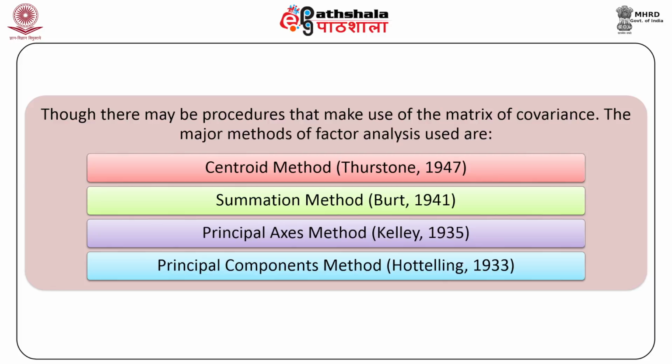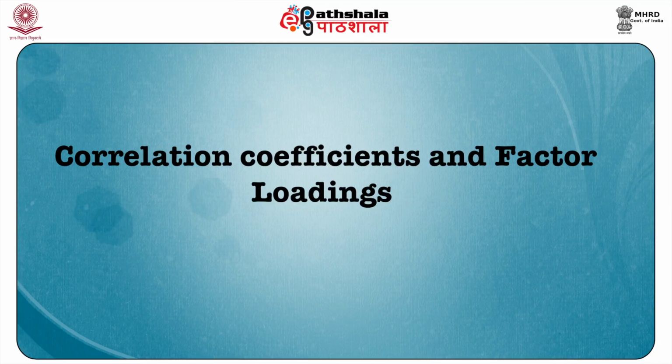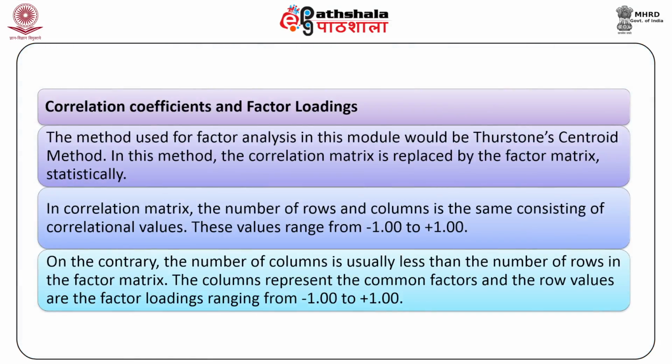The major methods of factor analysis used are the centroid method, developed by Thurstone in 1947, the summation method by Burt in 1941, the principal axis method by Kelly in 1935, and the principal components method by Hotelling in 1933. Correlation coefficients and factor loadings. The method used for factor analysis in this module would be Thurstone's centroid method. In this method, the correlation matrix is replaced by the factor matrix statistically.